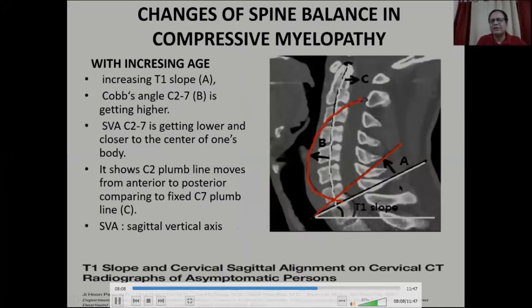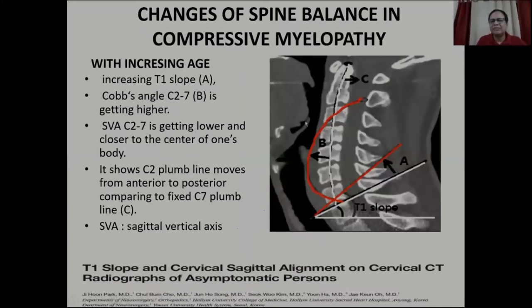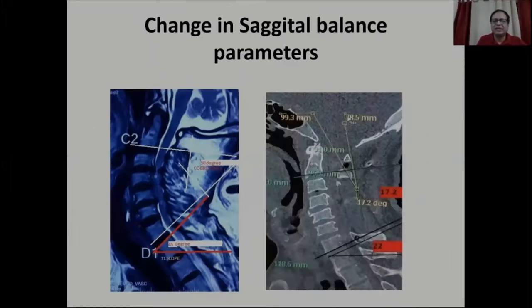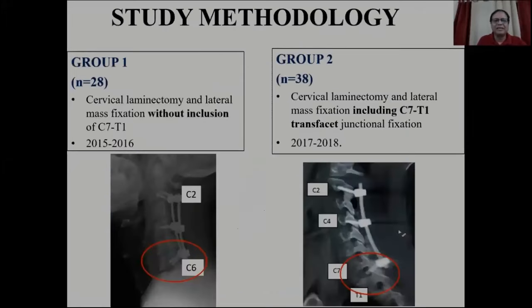So this is the normal spine with a normal T1 slope angle. And when you have a hyperkyphosis, the T1 slope angle increases, as shown in the previous picture also. After surgery, one can see here, we do a post-op CT scan to see that we have achieved the normal T1 slope angle. If you have achieved this, then these are the patients who will have a better long-term recovery.